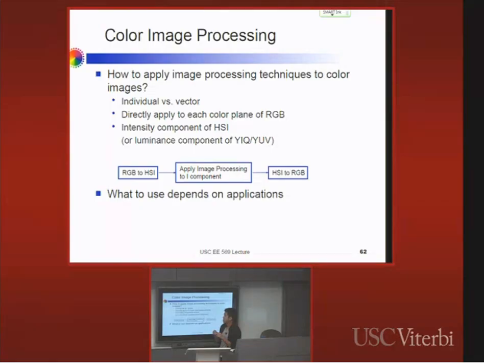The other way is you convert from RGB to HSI, and we know that the I component represents the intensity. So you only do your processing on the I component and leave the H and S components untouched. After the processing, you convert it back to RGB, which makes sense because H and S are hue and saturation, which are not related to intensity. So these are some basic ideas, but what to use really depends on what application you're going to do.